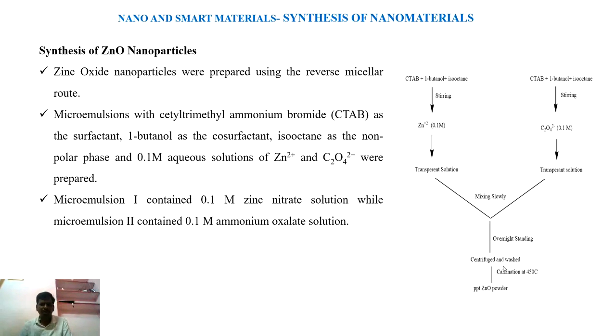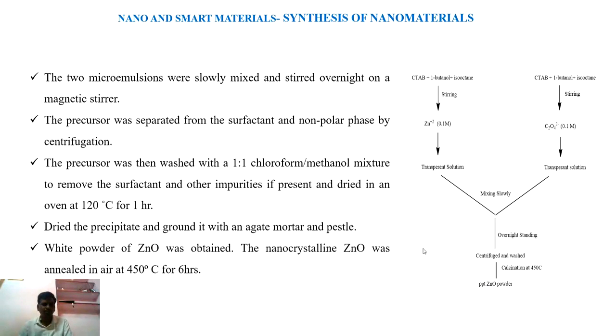These solid nanomaterials should be centrifuged and washed. Washing is very important to remove the excess deposition of surfactant as well as other materials present in that mixture. Then the resulting nanomaterials are calcined at 450 degrees centigrade. During that calcination, we are getting zinc oxide nanopowder. So this is the important thing.